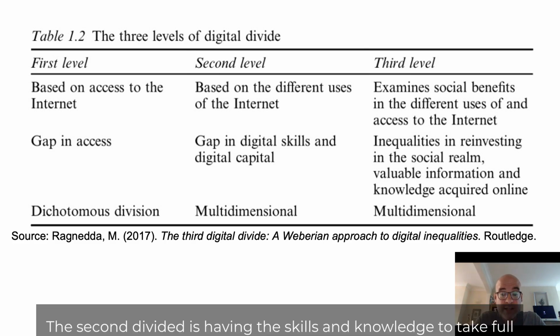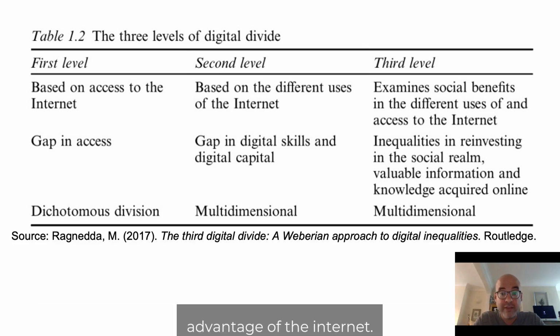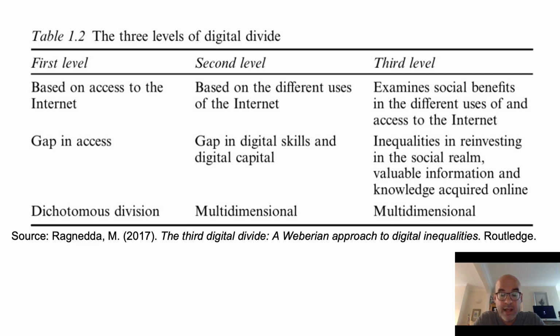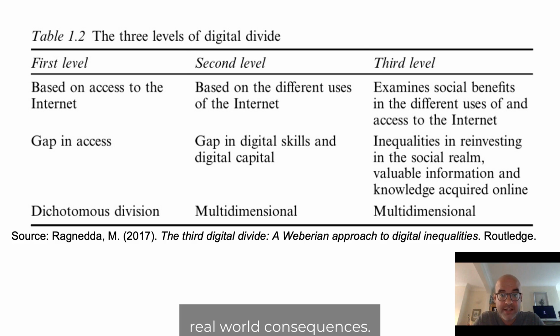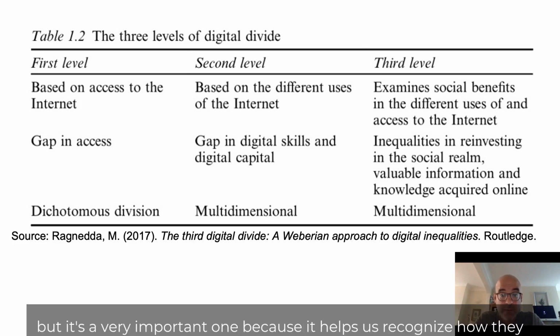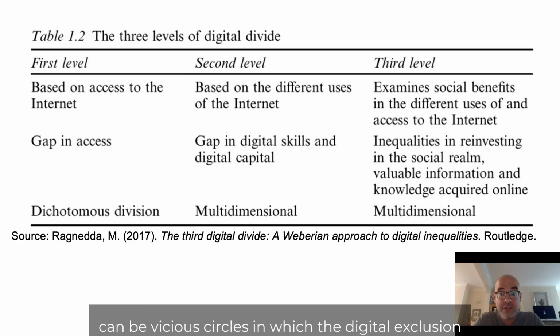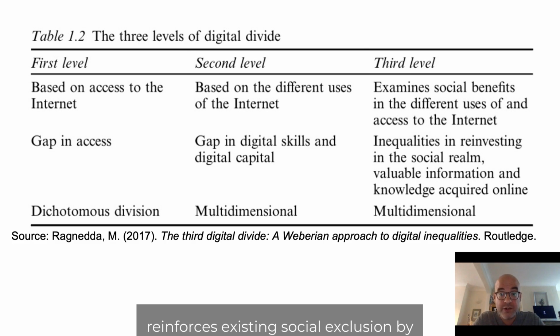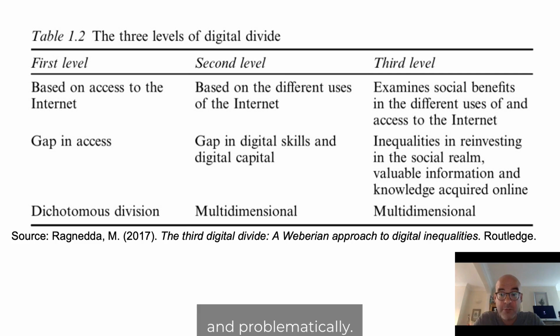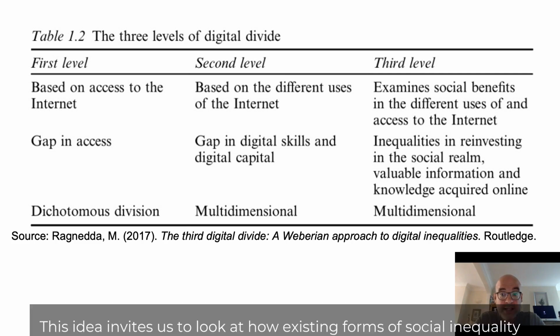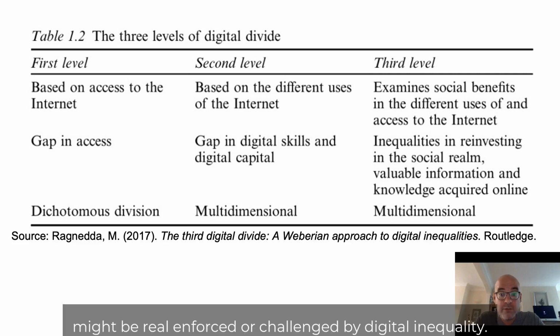The second divide is having the skills and knowledge to take full advantage of the internet. And the third divide is the way in which the first two divides can have real-world consequences. This might be a counterintuitive idea, but it's a very important one because it helps us recognise how there can be vicious circles in which digital exclusion reinforces existing social exclusion by preventing access to goods and services which others can access unproblematically.